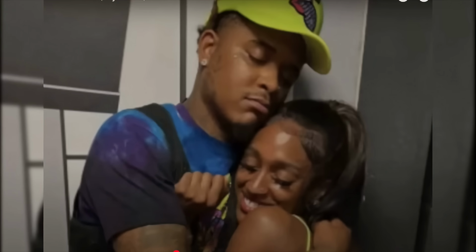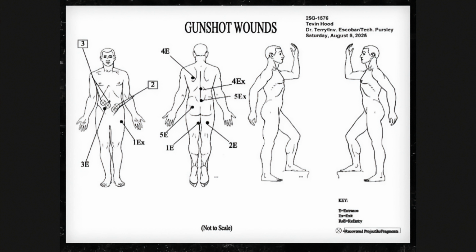And so what we're going to do is go through each one of these, because if you look at the diagram, you can see the entry point and the exit point. So you can kind of get an idea of the positioning of both people. And that can kind of tell us if this was self-defense or not.